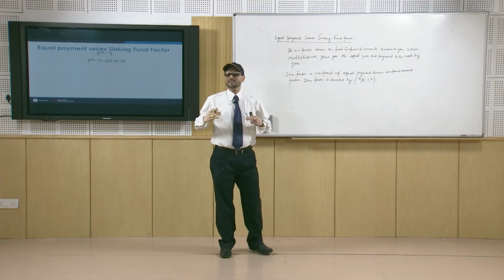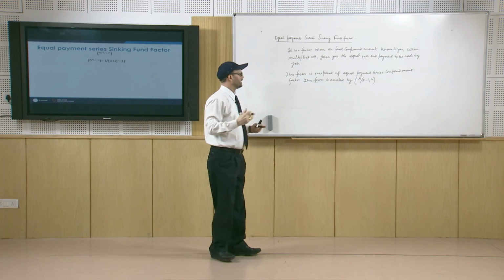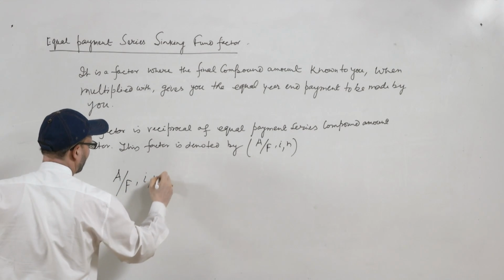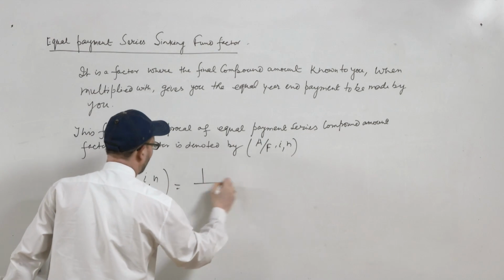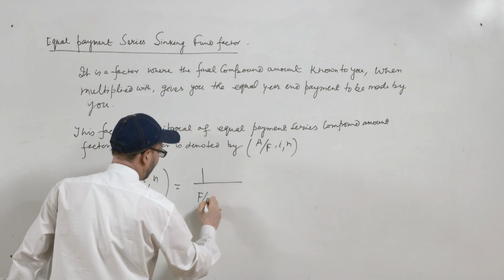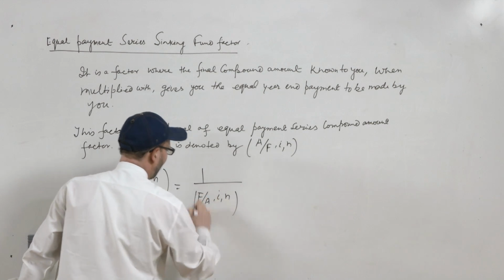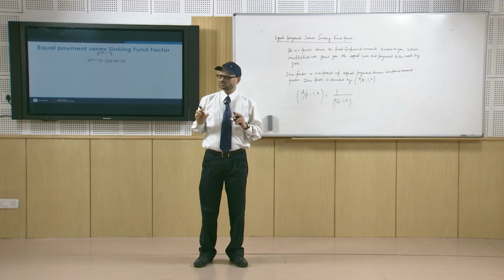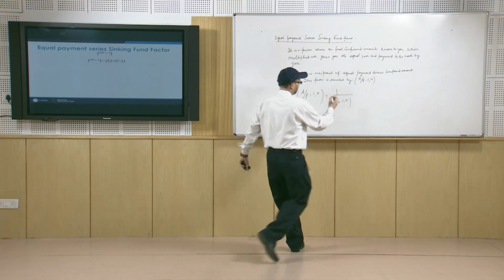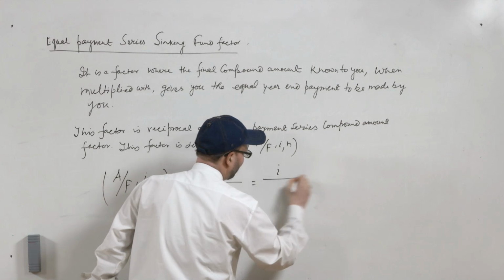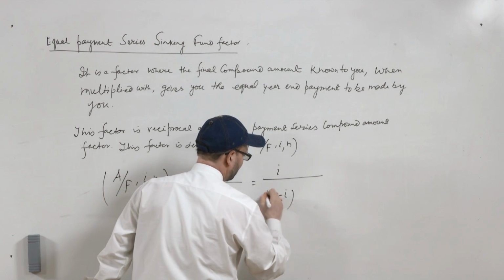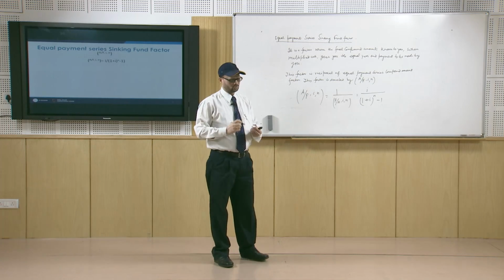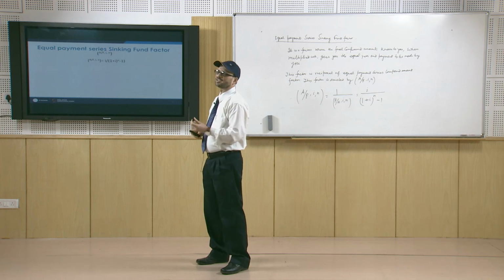So, we have got the expression for F by A i n. A by F i n will be the reciprocal of F by A i n, and F by A i n we have developed as 1 plus i raised to the power n minus 1 upon i. So, this will be i divided by 1 plus i raised to the power n minus 1. So, this factor is known as equal payment series sinking fund factor.